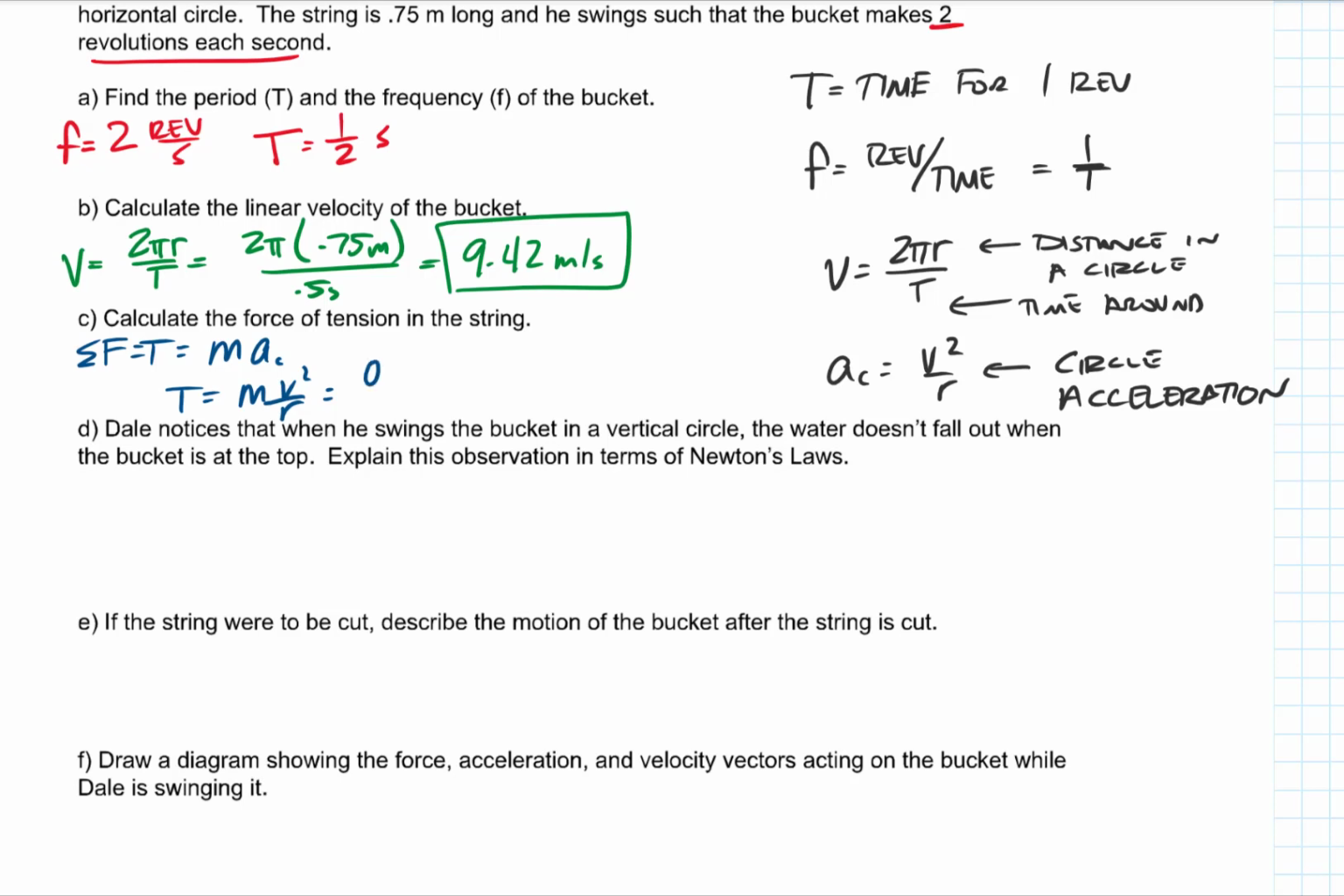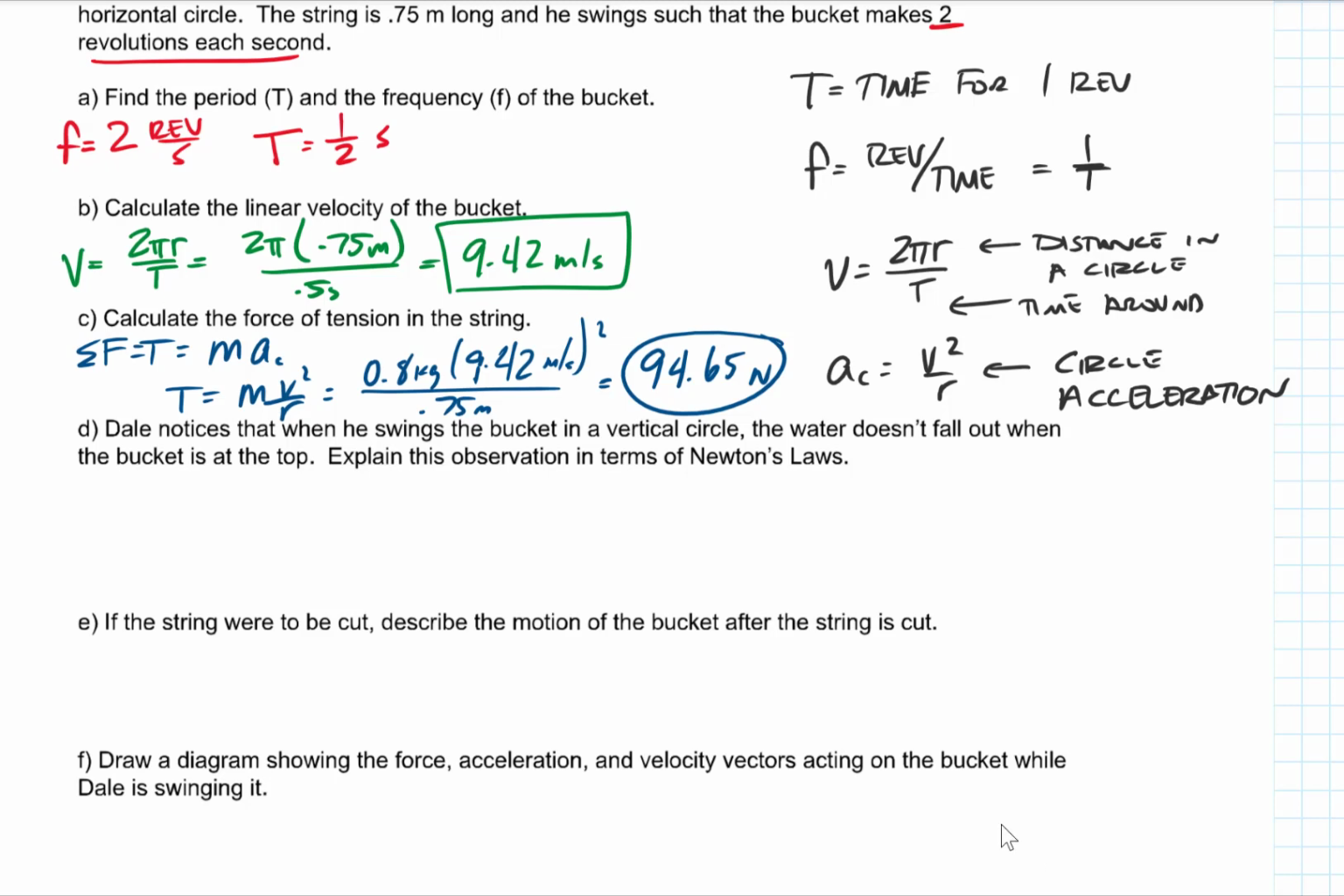So it's going to be the mass, 0.8 kilograms, times the velocity, which we just found, 9.42 meters per second. And we're going to square that, 9.42, divided by 0.75 meters. So we put that on our calculator, and we see that the tension is 94.6 newtons.